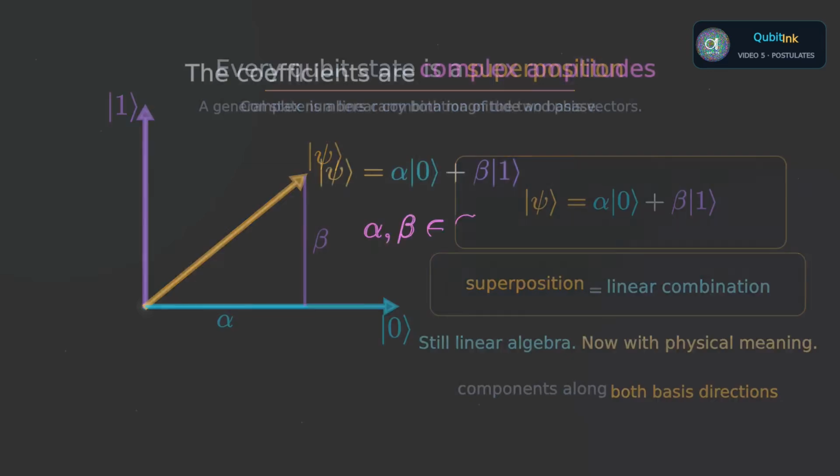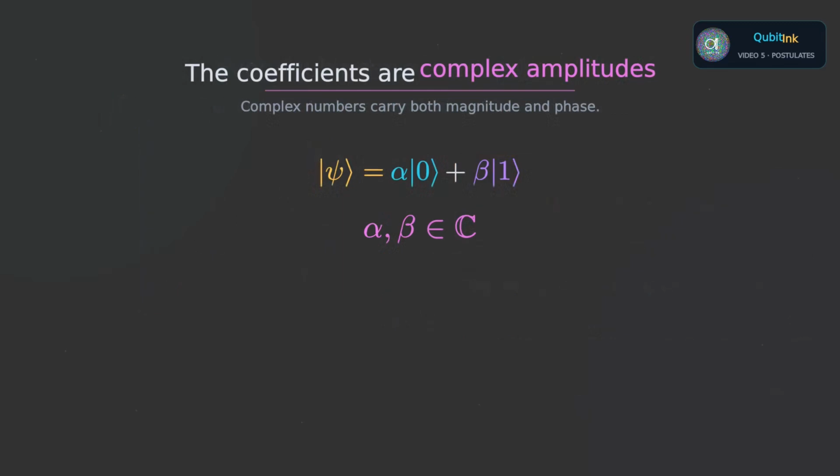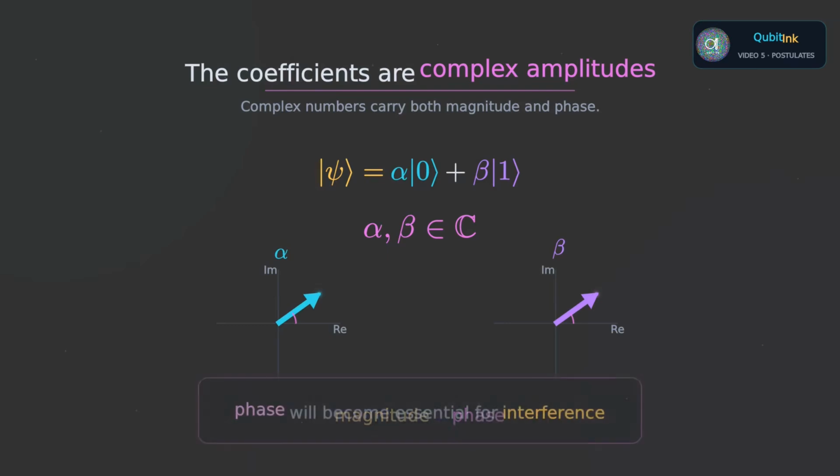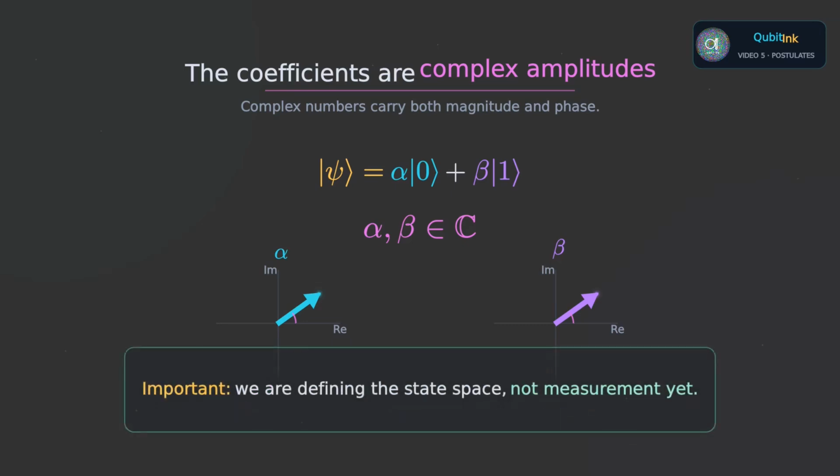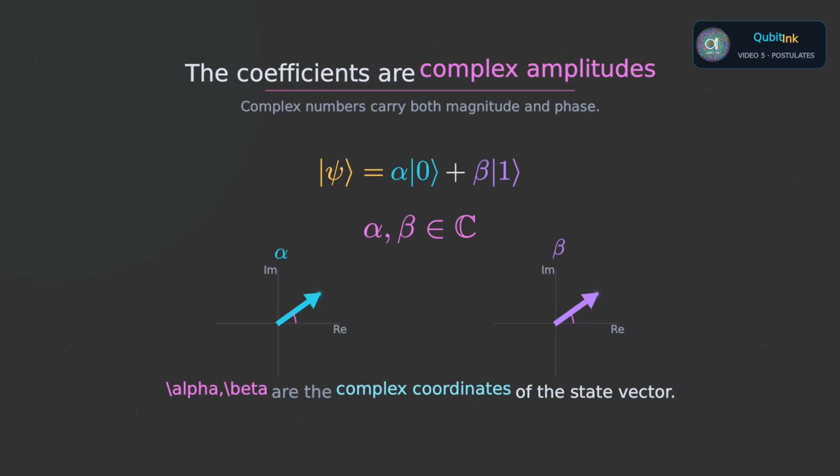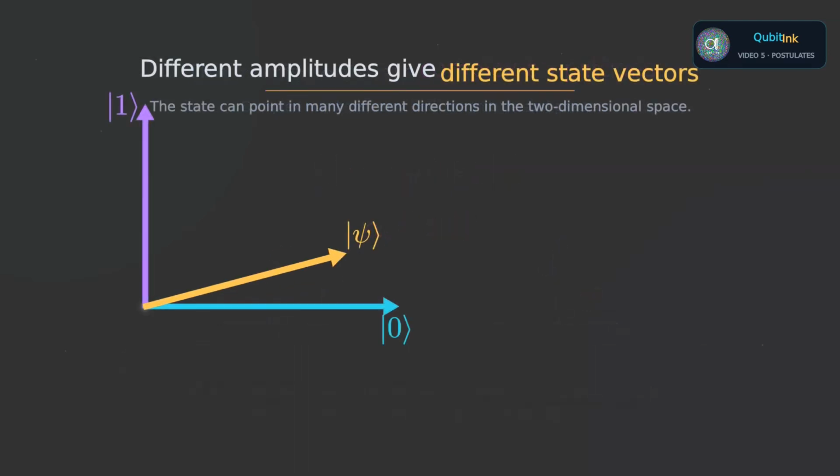The coefficients alpha and beta are complex numbers, and we call them amplitudes. Because they are complex, each amplitude can contain both magnitude and phase. That phase information may look innocent here, but later it will become essential for understanding quantum interference. At this point, however, we should be careful. We are defining the state space. We have not yet introduced the postulate of measurement. So for now, alpha and beta should simply be understood as the complex coordinates of the state vector in the computational basis. Different choices of these amplitudes give different vectors in the state space.